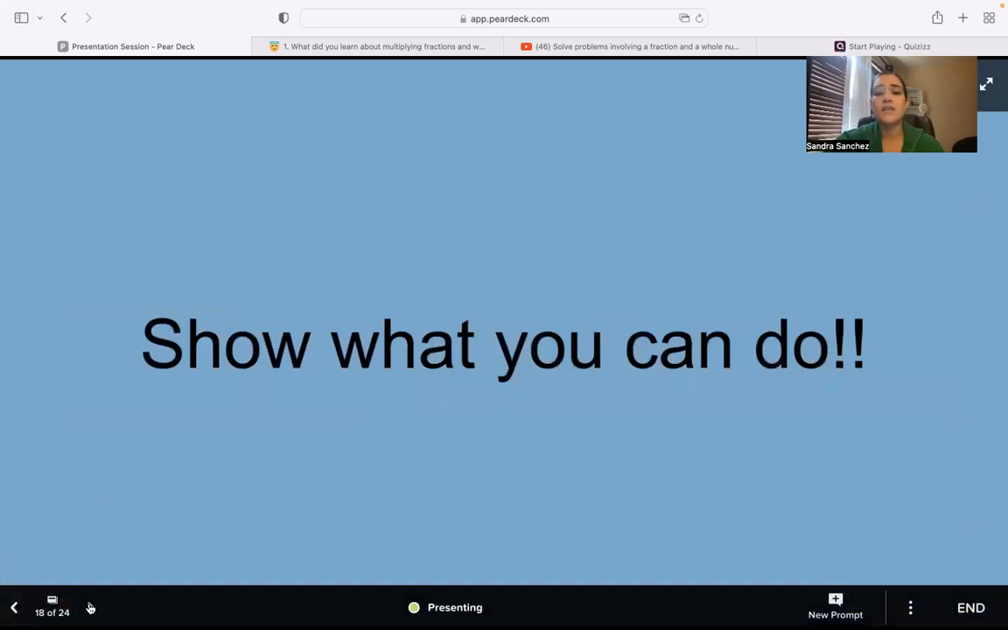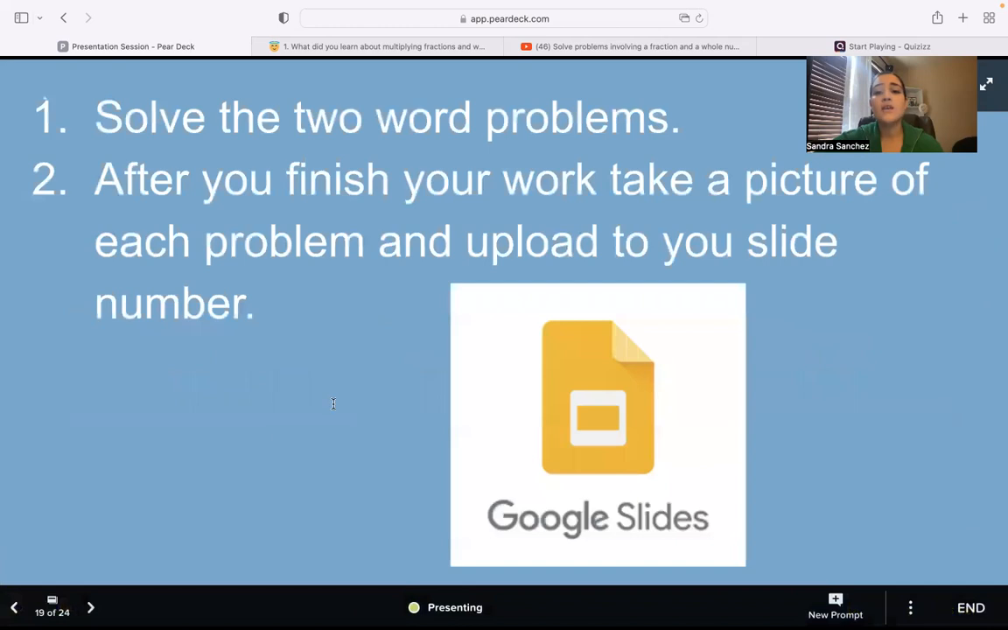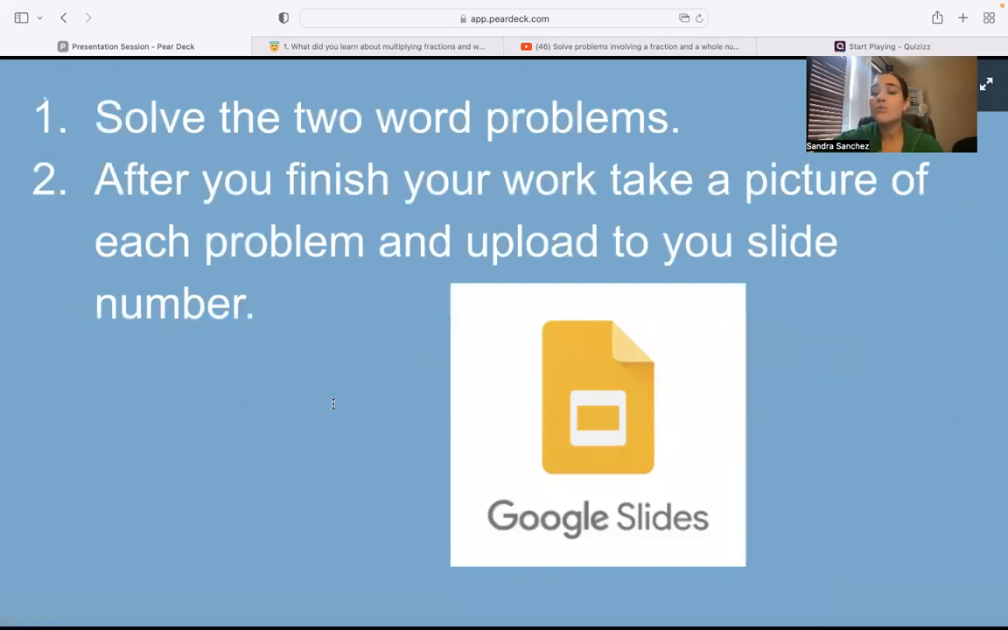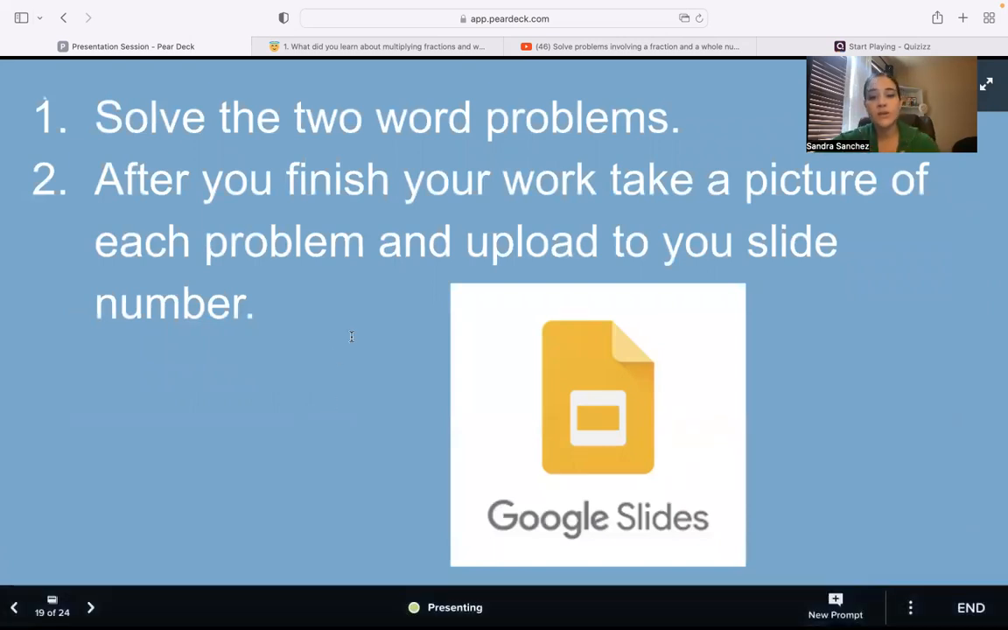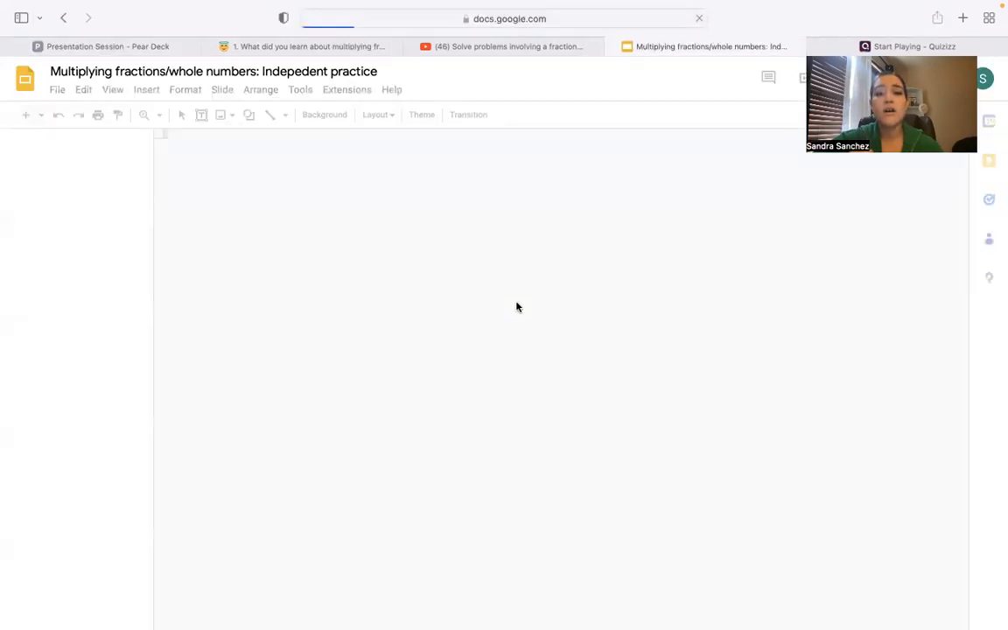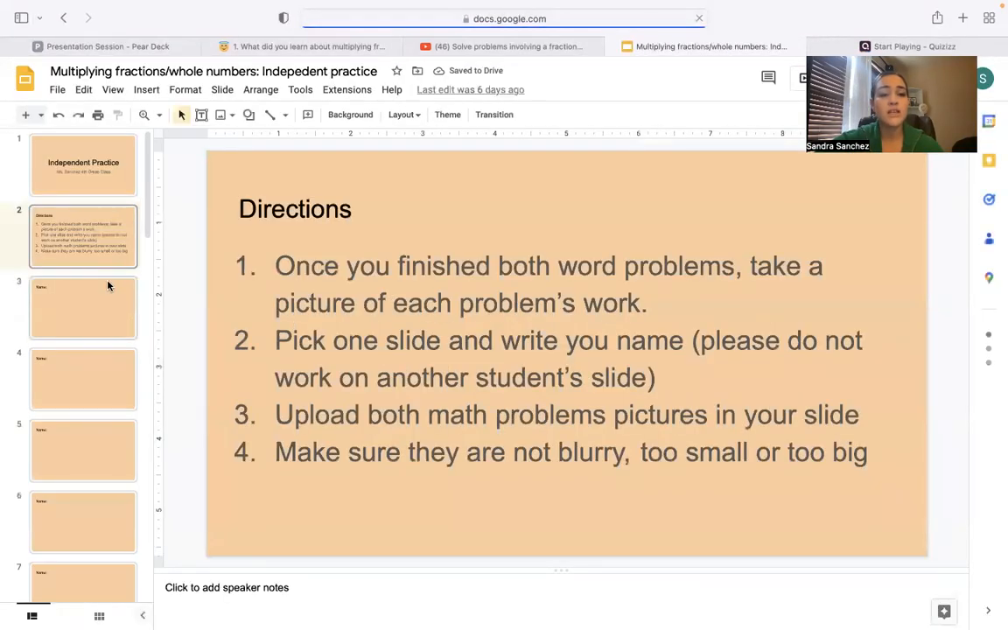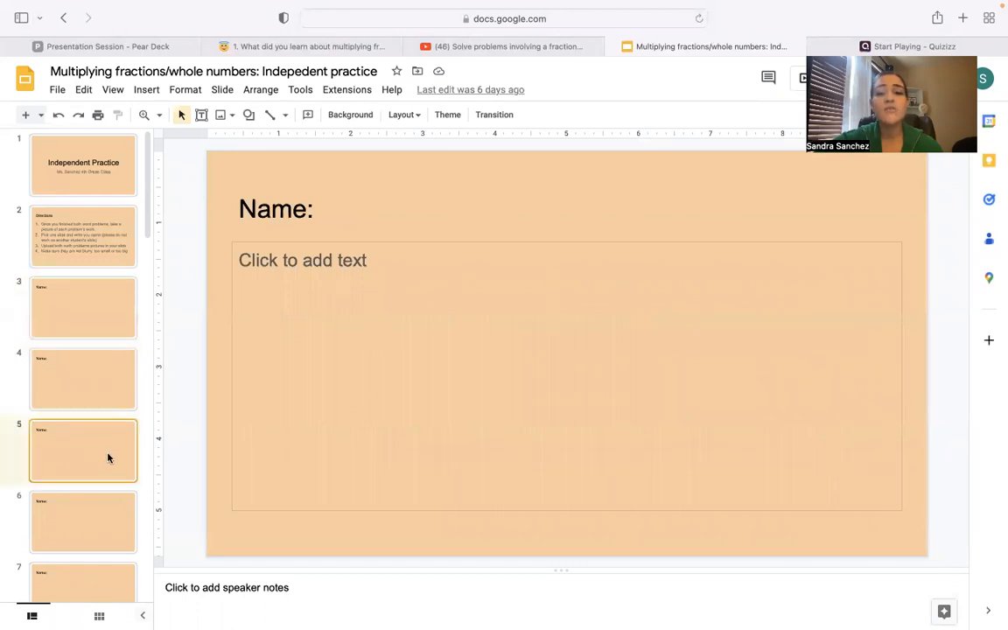For independent practice, students will work on 2 different word problems, and they will do their work on a piece of paper from their journals. And once they're done with both problems, they will take a picture of that problem and upload it to the independent practice slides. They would just have to click on the slide presentation link, and they could choose any of these slides to upload the work.